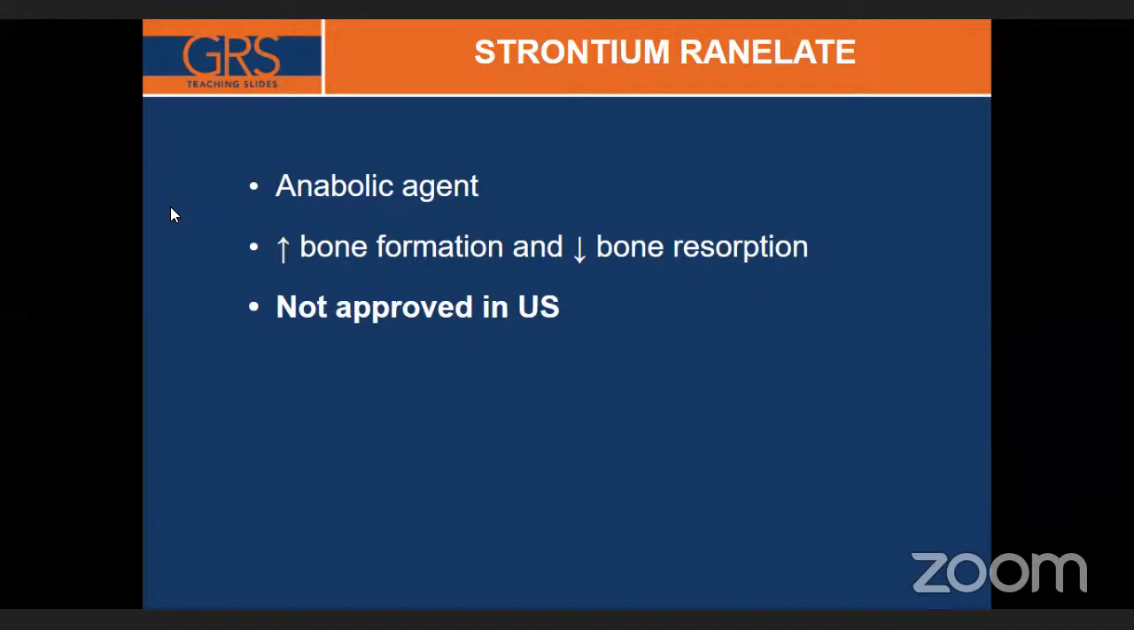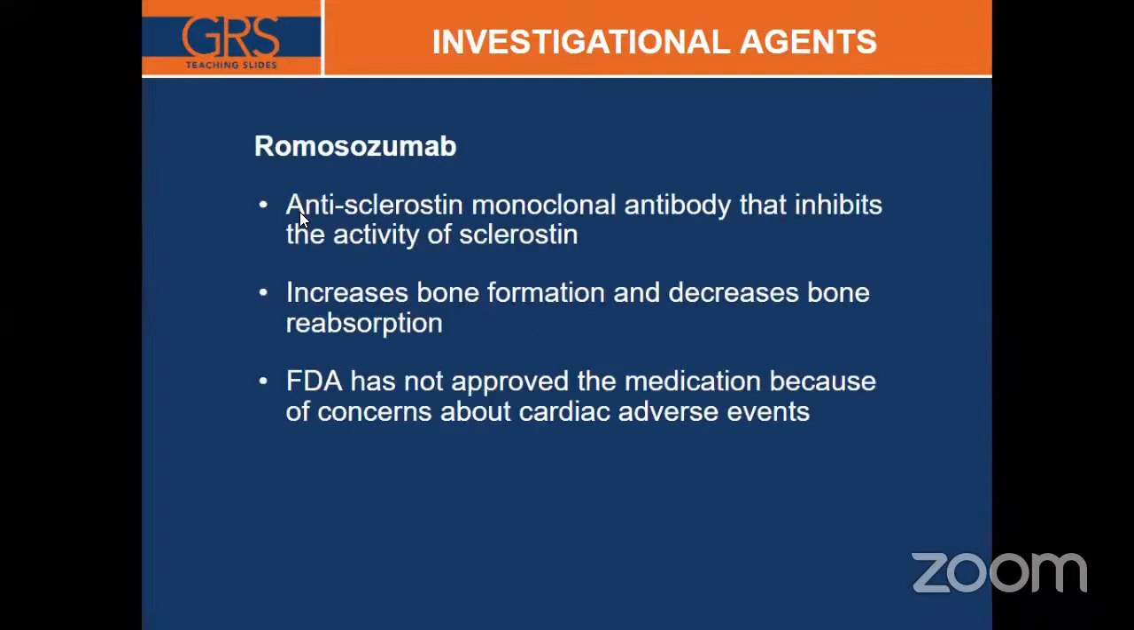As he spoke about extraneous renal agents, we're going to discuss the investigational agents such as romosozumab. It is an anti-sclerostin monoclonal antibody that inhibits the activity of sclerostin. It increases bone formation and decreases bone resorption. The FDA has not approved the medication because of concerns about cardiac adverse events.